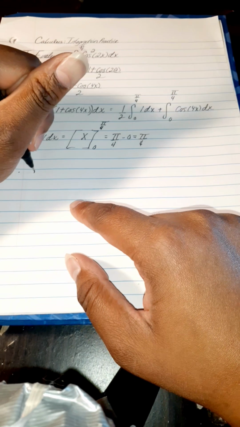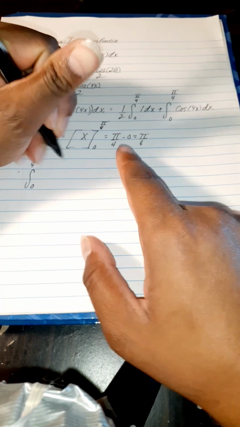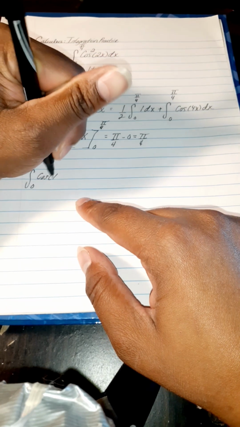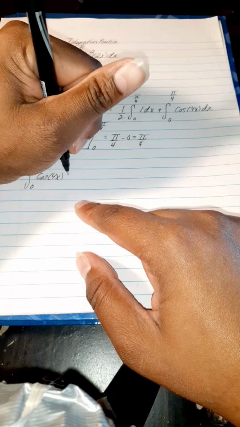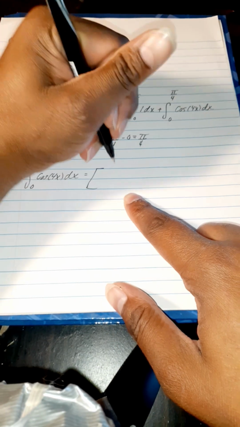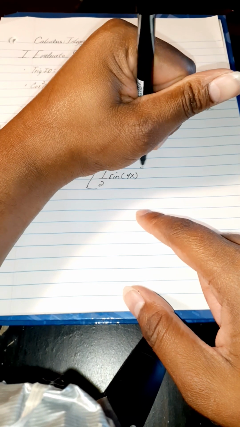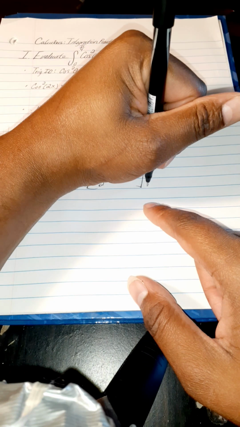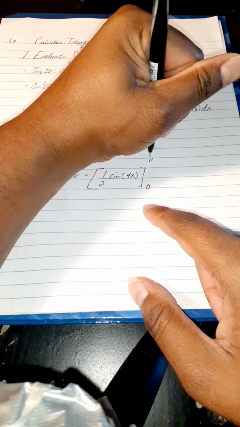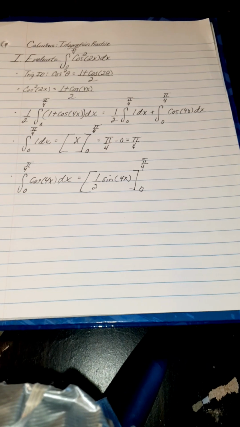Now we go to the next part, which is from 0 to pi over 4. And we have cosine of 4x integrated with respect to x. So recall that the antiderivative in this case is just going to be 1/2 sine of 4x, and this needs to be evaluated from 0 to pi over 4.